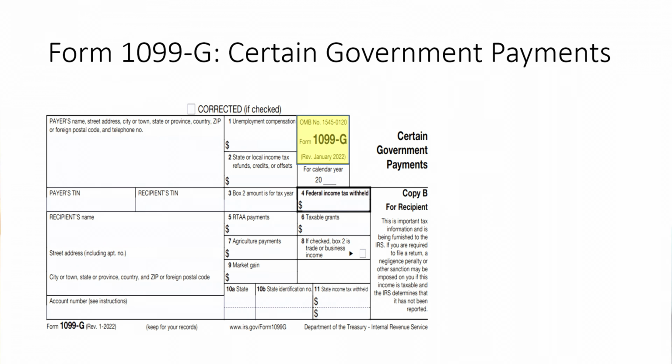Form 1099-G is to report certain government payments. The three most common government payments I see is unemployment compensation. So if your state paid you unemployment compensation, that'll be reported in Box 1 and it's taxable. This will end up on Schedule 1. If you itemized on your taxes and you get a state refund, it may be taxable, and that amount will be reported in Box 2. If you received a taxable grant from your state or locality, then that taxable grant will be in Box 6.